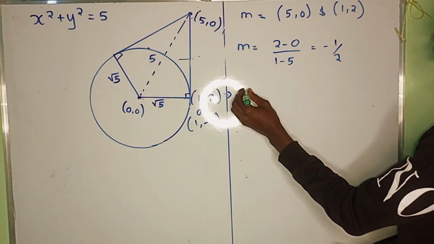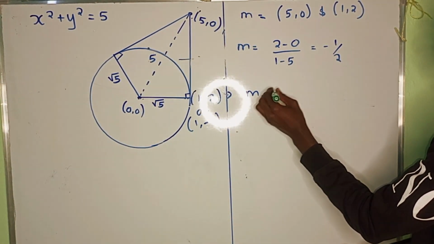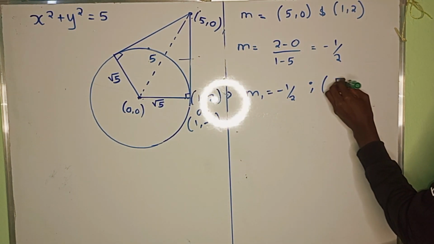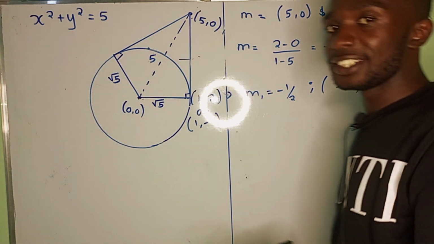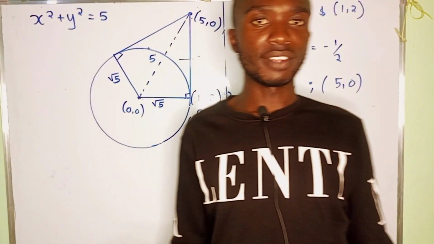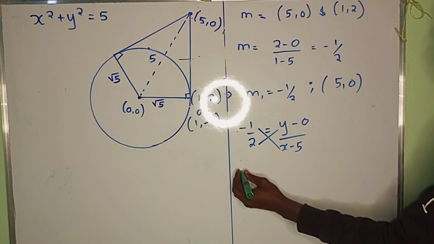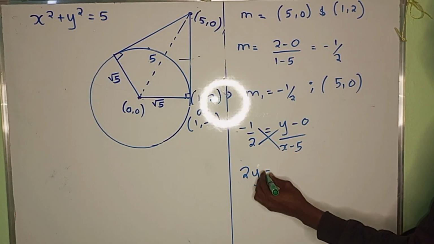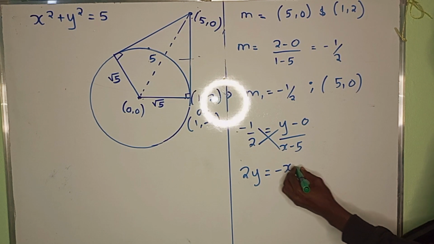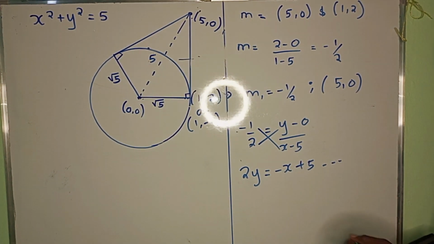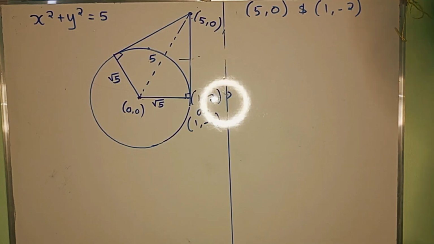Now, using the gradient, which is equal to negative a half, and one of the coordinates, (5, 0), we can get the equation of that given tangent. So 2y is equal to minus x plus 5. So this is the first equation of the tangent.